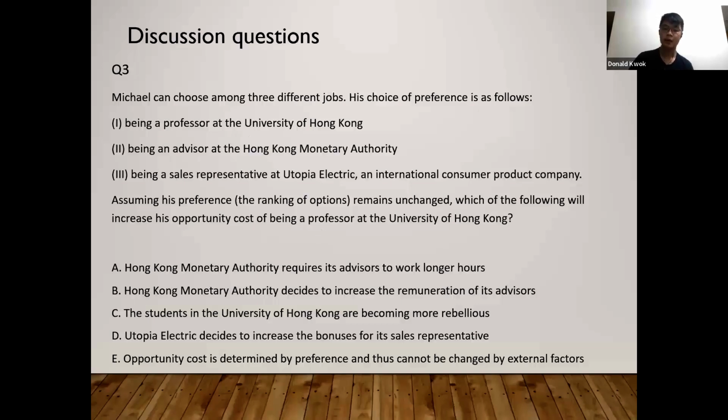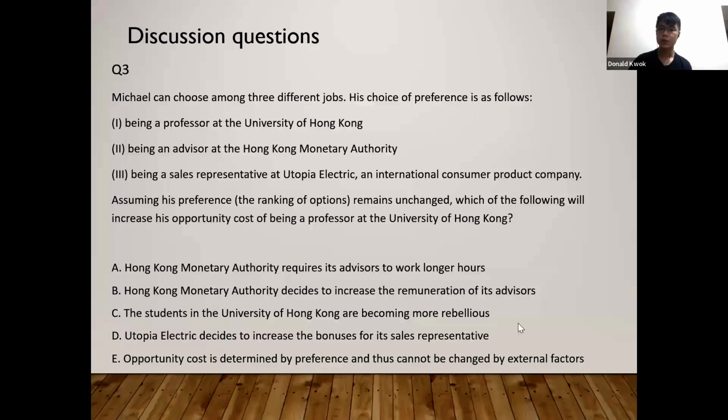So remember, when we are talking about opportunity cost, we are considering the highest value option forgone. So this means that the cost of being a professor would be the value of being an advisor, right? The highest valued option forgone. So we are going to observe which of the following choices would increase the value of being an advisor at HKMA.